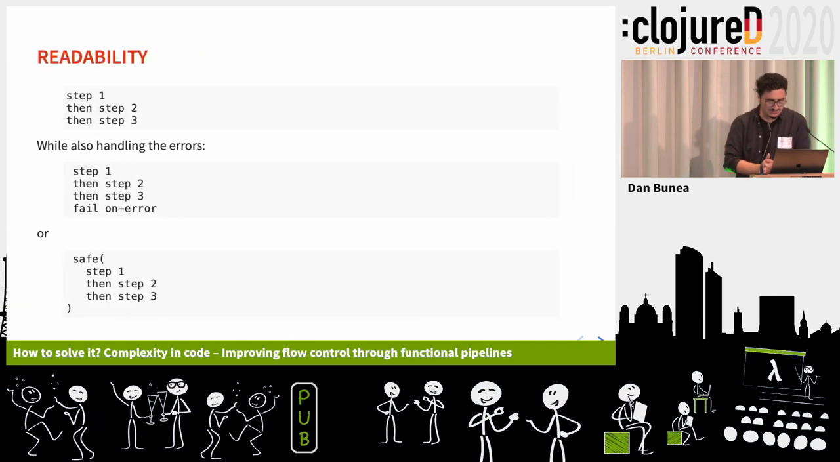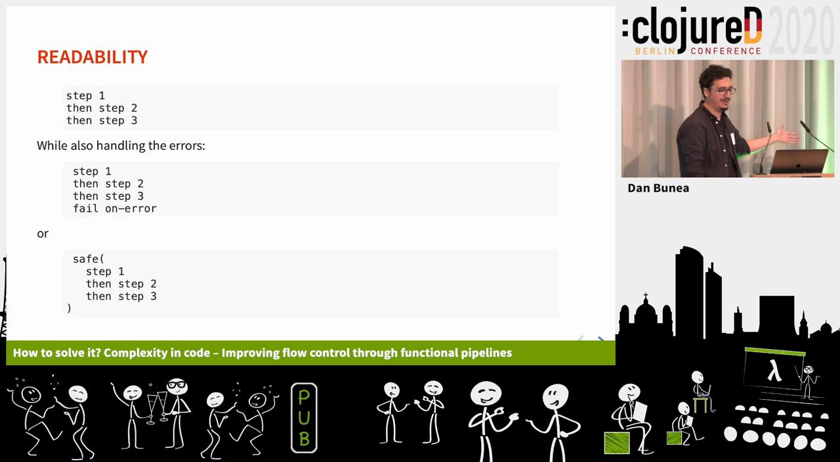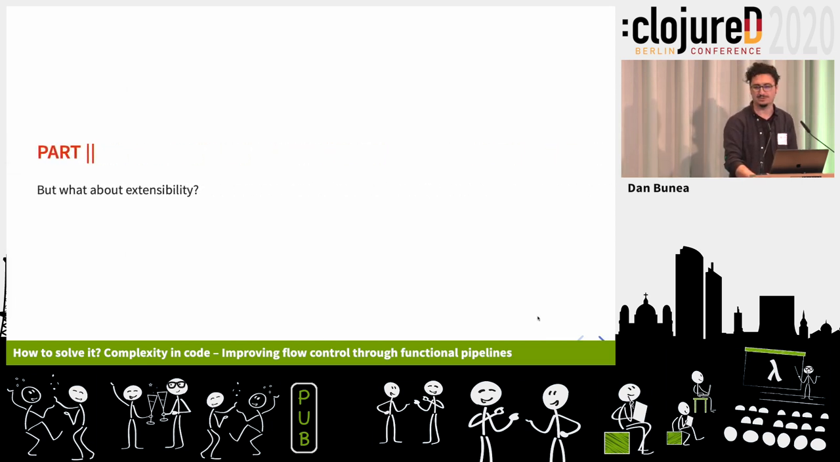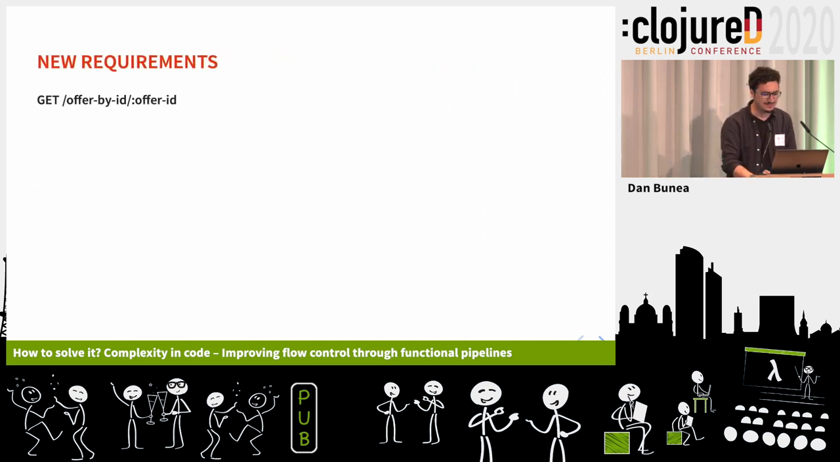So, in terms of readability, pipes get you things like step one, then step two, then step three, and if it crashes, you will have an on-error, or something will catch those errors and transform them. And depending on how good you are at naming things, you can look at a pipe with your PO who knows nothing about programming. She would still understand the flow in the code. So that's the part about readability. But let's look at extensibility.